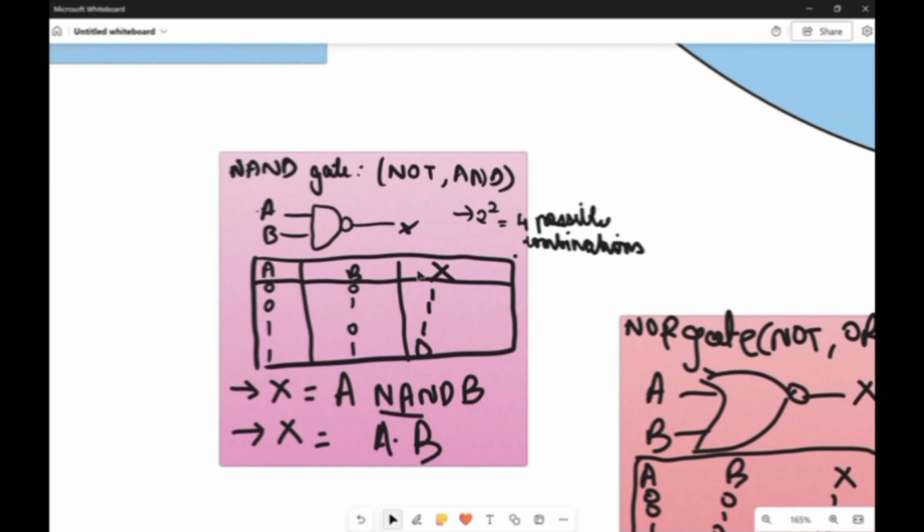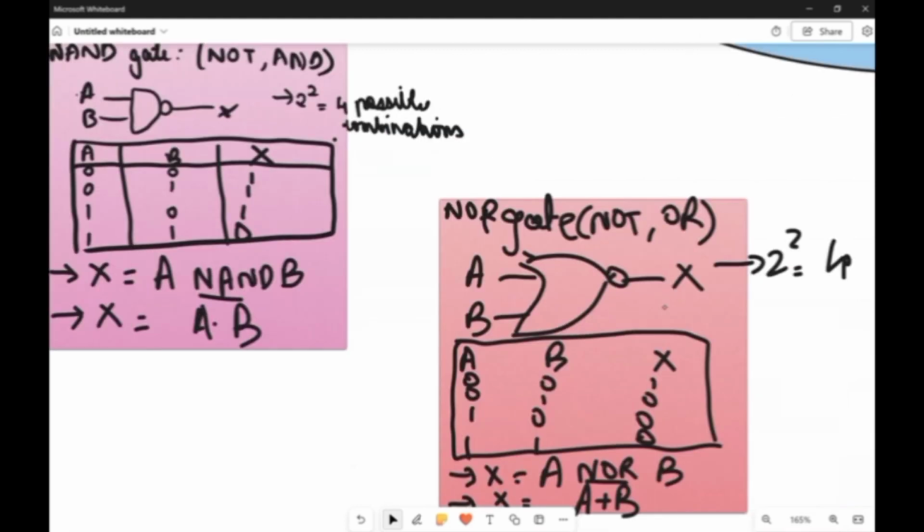So the output X is 1 if input A is not 1 or input B is not 1. So either of your inputs should not be 1. You get that? And this is your Boolean algebra: A dot B, and you put a NOT operator above A dot B. So A NAND B is your logic notation, A dot B with a bar is your Boolean algebra. While writing in Boolean algebra, you write A dot B with a bar. And this is your truth table for your NAND gate. So just know the logic behind what is actually happening. You're first multiplying and then you're inverting whatever answer you're getting.